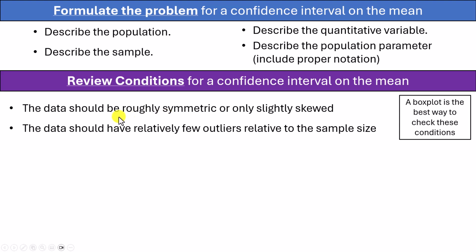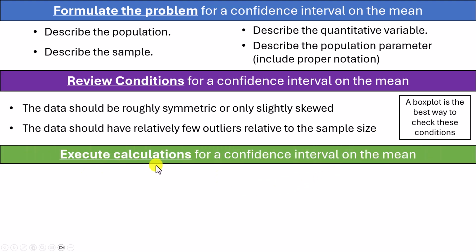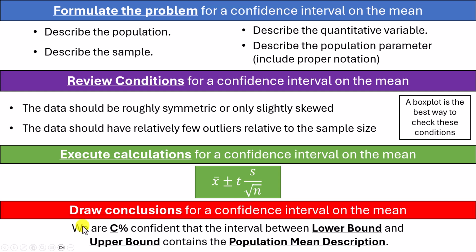We should either have roughly symmetric or only slightly skewed distribution, and then also it's not an or, it's an and, the data should have relatively few outliers relative to the sample size. Okay, the third step, which is the largest step, is to execute the calculations. And that's where we're going to be using this formula. We'll have to find the t-score using inverse t. We might have to calculate some of these other values from maybe like a 1var stats on the TI-84 calculator, and then finally plug into the formula. And the very last step is to draw conclusions, which will be basically by filling in this statement here.